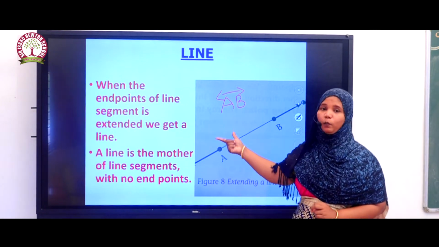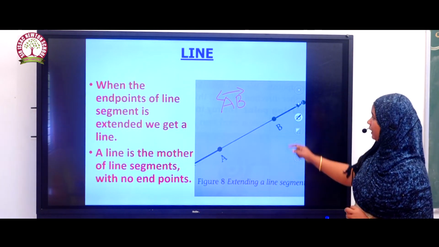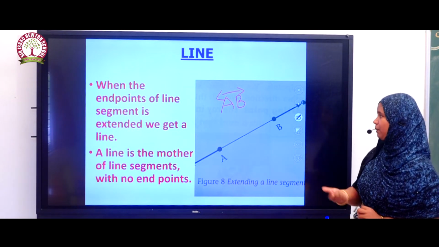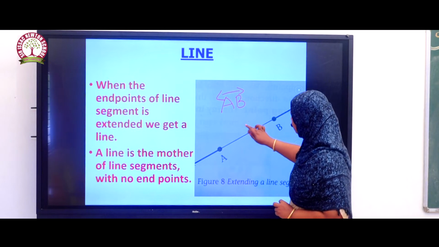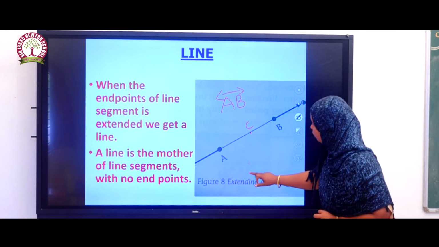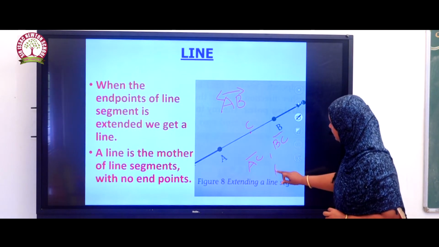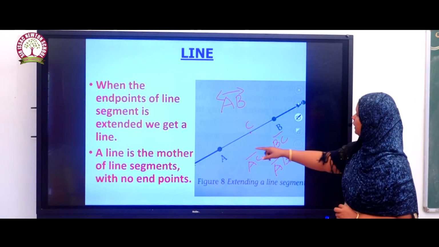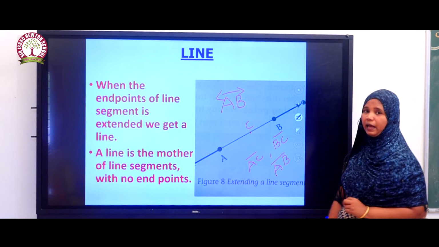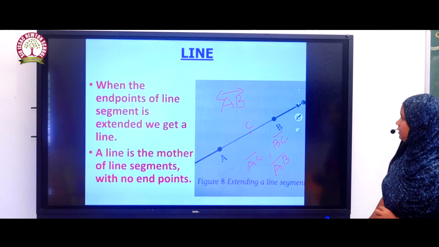So I repeat, when the end points are extended in both the directions, we get a line. In other words, I can say the line is the mother of the line segment. Why? Because I include another point C. Here I have three line segments, is it not? One is AC, BC and AB. In the line AB, I have three line segments which are AC, BC and AB. Hence, I can say a line is the mother of many line segments.